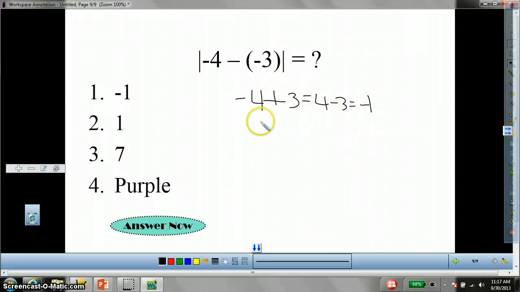Now, once we found that answer, we have to find its distance from 0, the absolute value of that number. And negative 1 is 1 unit from 0.